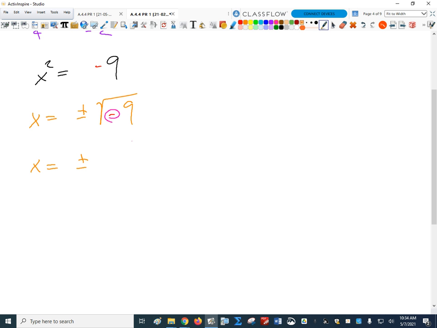So what's the negative part doing? The negative inside the square root simplifies to an i outside, and the square root of 9 is just 3, right? So there's our two answers then, our two solutions. x equals plus or minus 3i in that case.